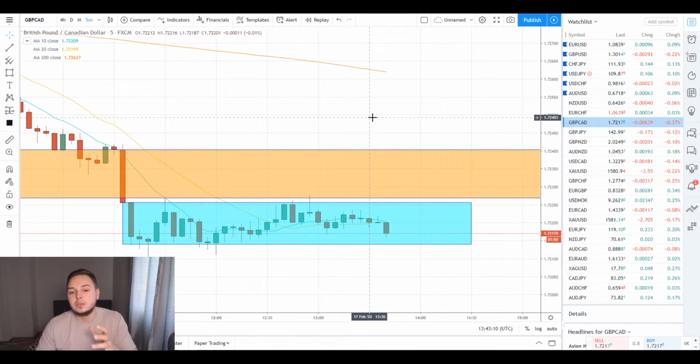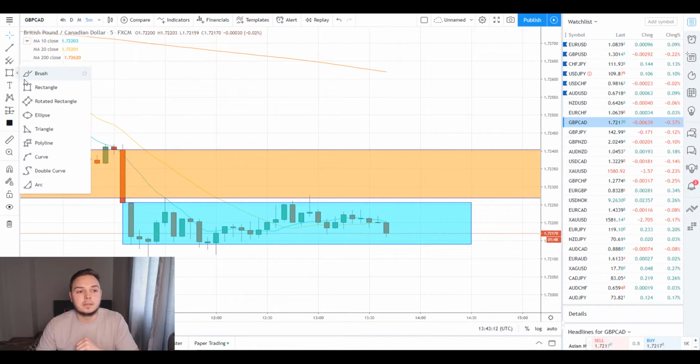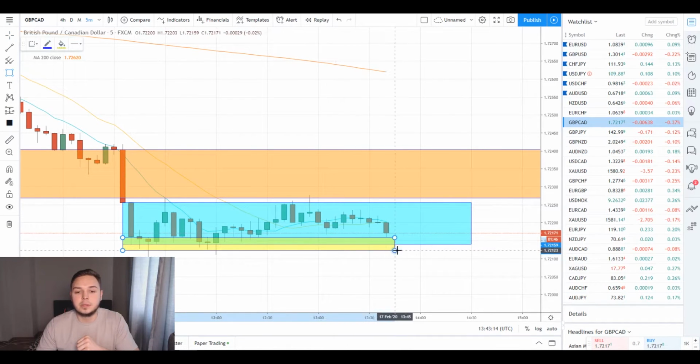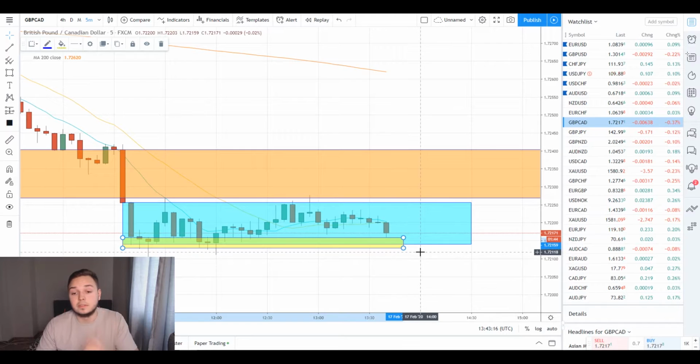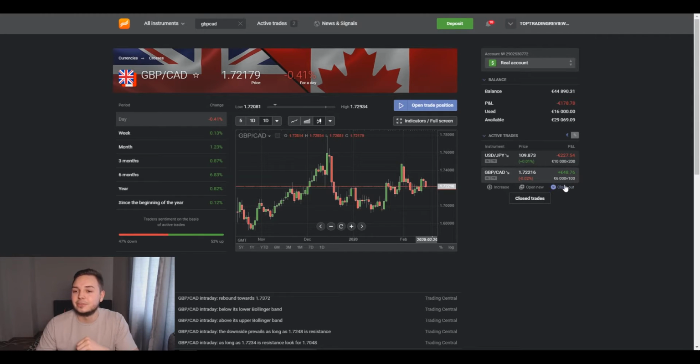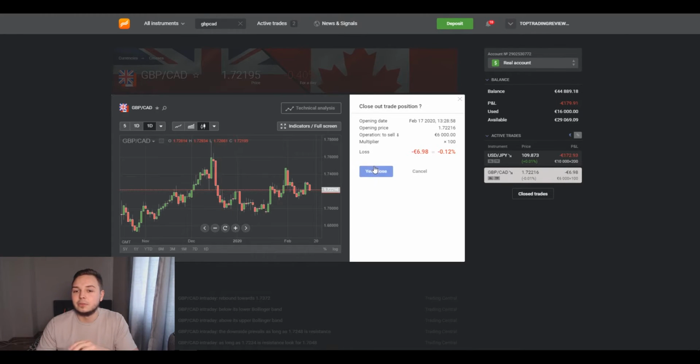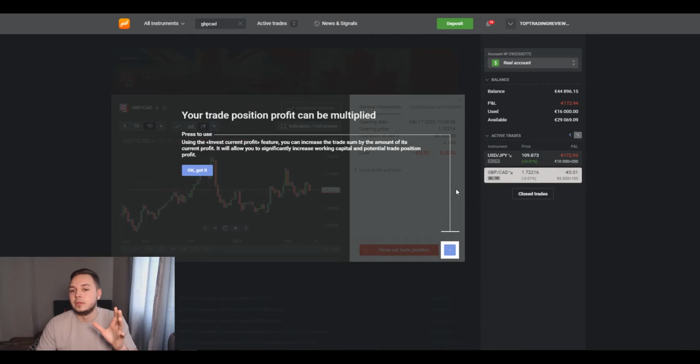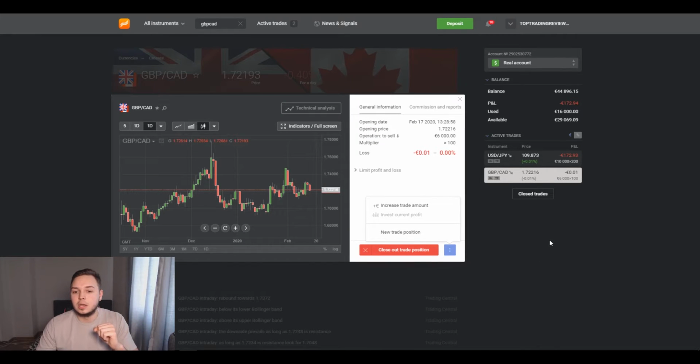This is the technique you should be using, and even if it breaks this area here, this previous area of sensitivity, it would be even a better short. But as I said, I don't like scalping, so I'm gonna just close this trade off. There we go, close off. Oh, look what's happened. Your trade position, no thank you.